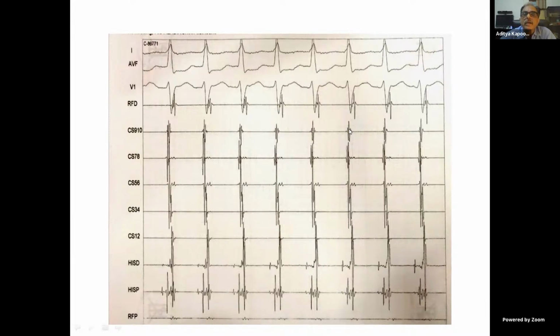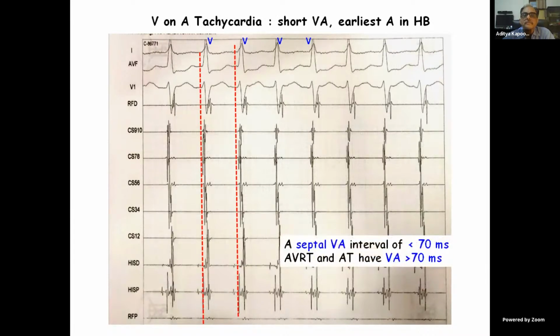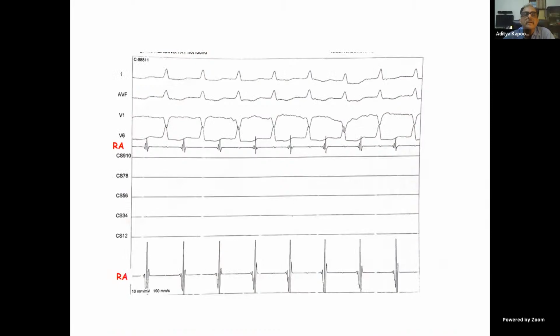So if you clearly see this A and this H, it is antegrade slow, retrograde fast, okay? So if the VA is this short, it has to be AVNRT mostly, okay? These are values you would read in books, I'm sure, but practically speaking, V on A tachycardia, okay?